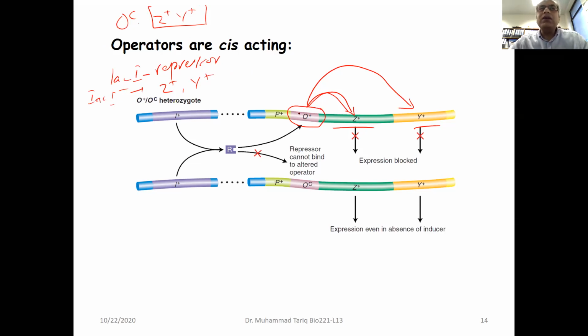Now, what turned out is that in the presence of constitutive operator OC, when lac Z and lac Y are both constitutively active, the hypothesis emerges that the repressor, which is I, in the wild type case binds and represses transcription. So in the case of constitutive operator, this repression is not taking place. It means I, even though it's wild type, is not able to bind the operator. Okay.